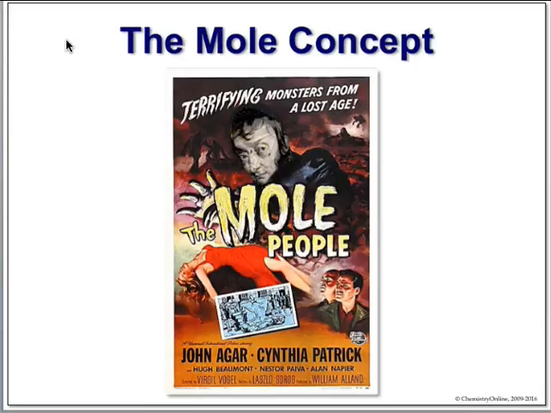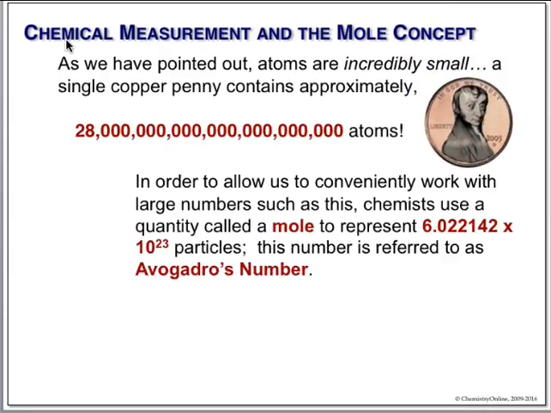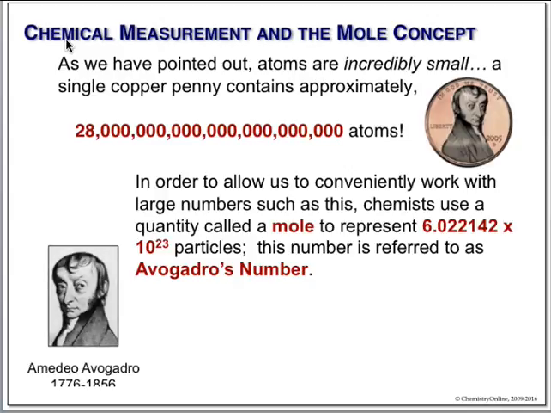And this guy that's slowly appearing is the star of the mole concept. This is Avogadro. We've talked about atoms. We know that in a single copper penny, you would have roughly 28 sextillion atoms. That's a big number. Quite often in chemistry, we need to use very large numbers, talk about a large number of atoms or molecules or whatever. And so chemists have developed this concept of a mole.